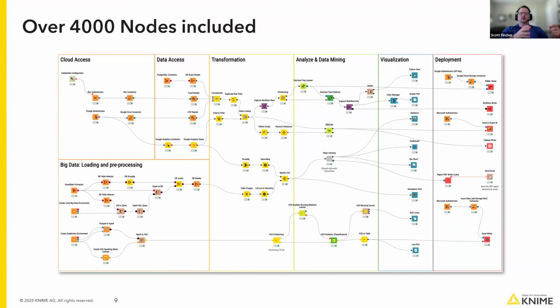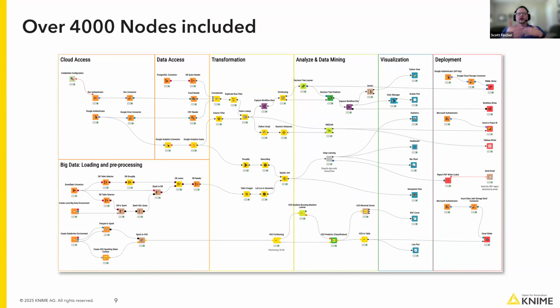Now, you will notice on this eye test of a slide, there's a color scheme. On the left-hand side, we have a whole bunch of these orange nodes. Those are generally about getting data into KNIME: reading from a local file, reading from a database, maybe from something in the cloud, in Google or AWS or someplace. Wherever your data lives, we've got a whole bunch of different reader nodes that will help you bring that into KNIME. Those are the orange nodes.